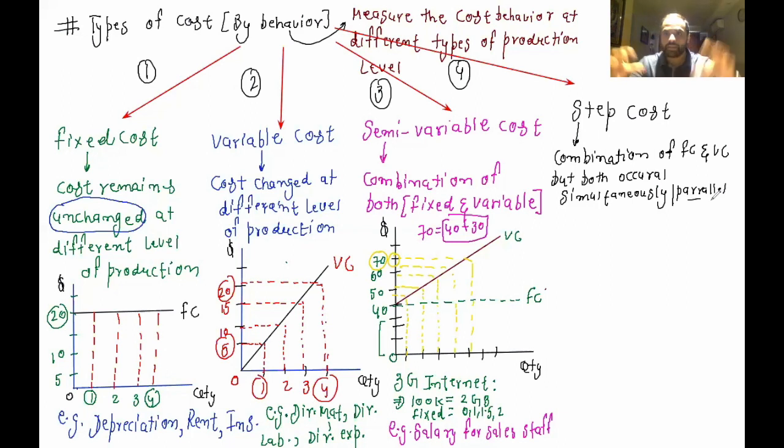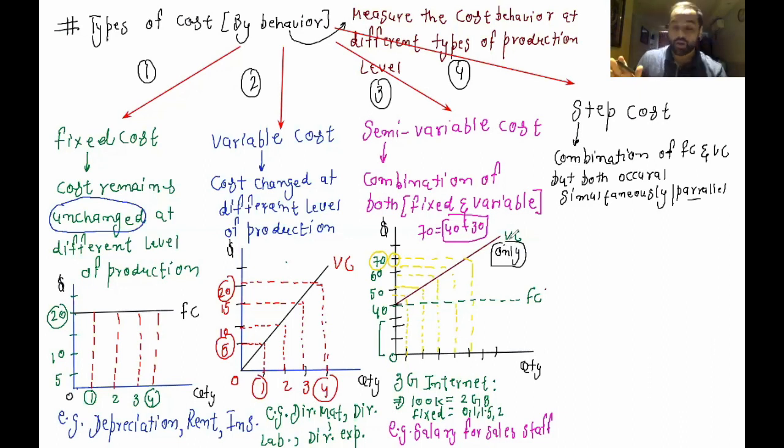Parallel means together with each other, right? But in semi-variable cost, both costs occur but not in parallel, not simultaneously. Under step cost, it is fixed, variable, fixed, variable, fixed, variable. But under semi-variable, it is fixed and then only variable. When fixed is finished, then we have only variable. If you're consuming more, your variable cost will increase more. You will not get fixed cost again.